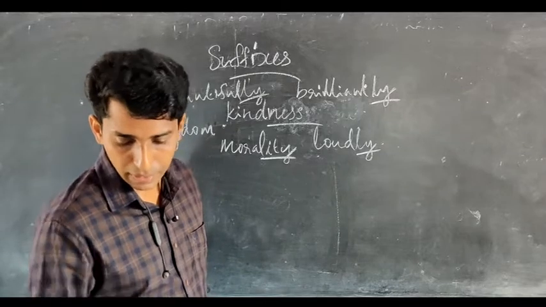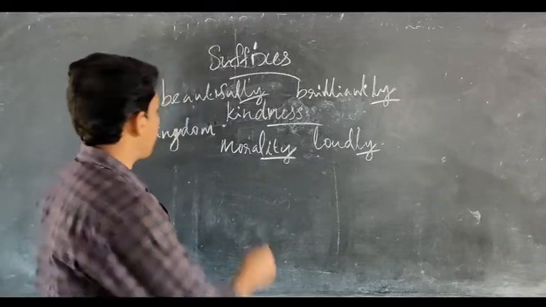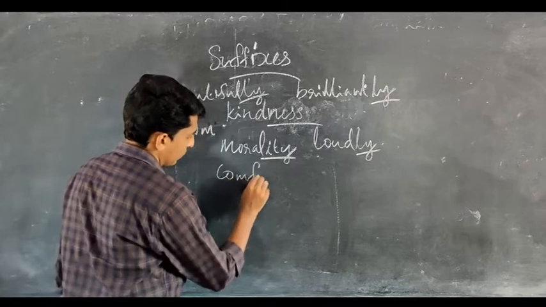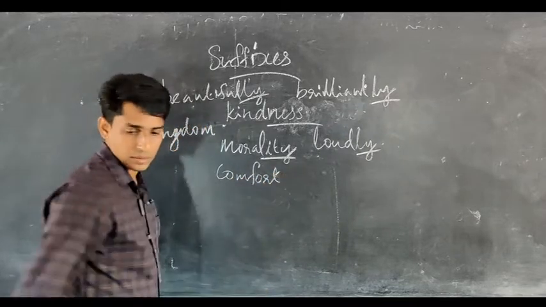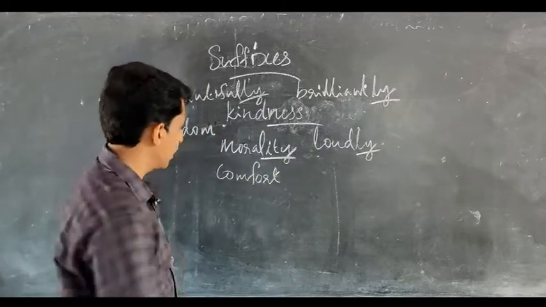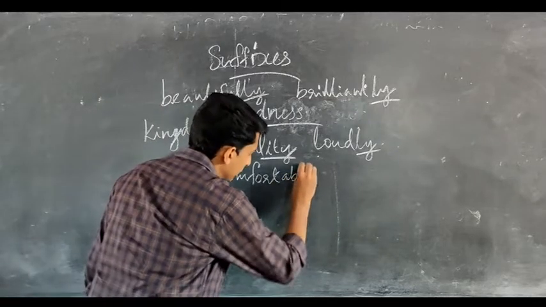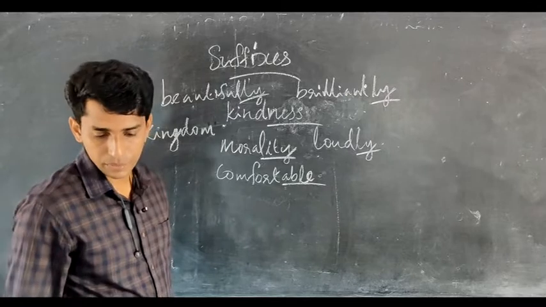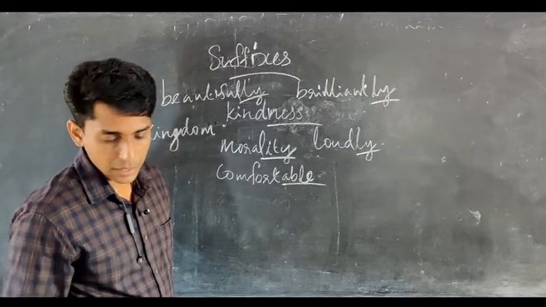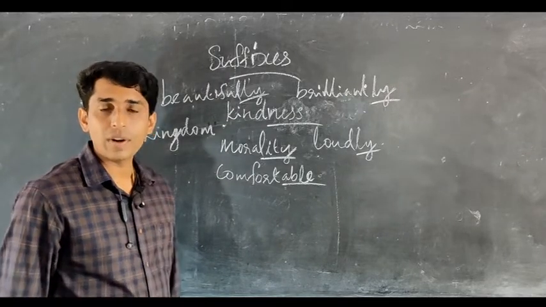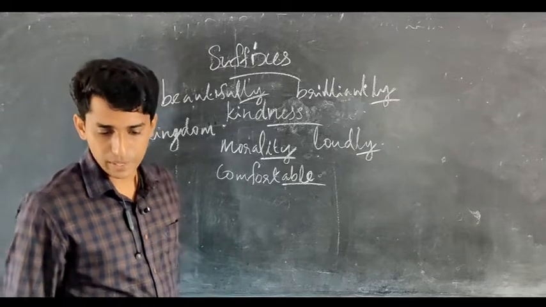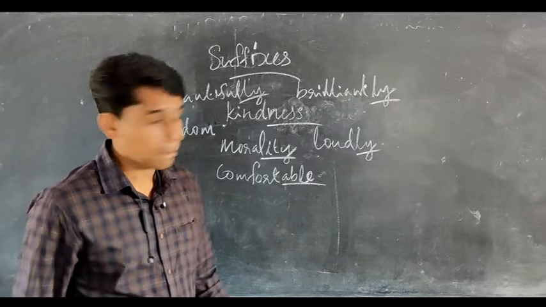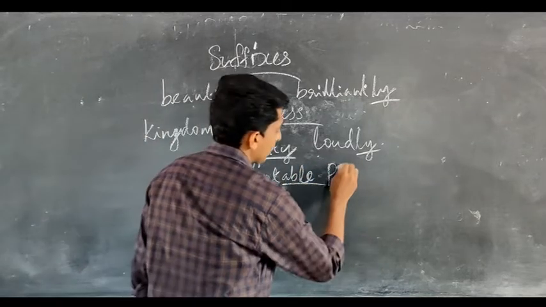Okay, kingdom. Comfort is given there, so I need not write again. Comfort. Okay, comfort. Comfortable. You see how it is happening? Comfortable. Okay. Respect is given there. What is the suffix for that? Respectful. Okay. Pass is given there.